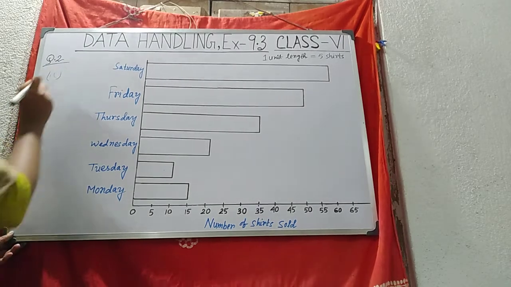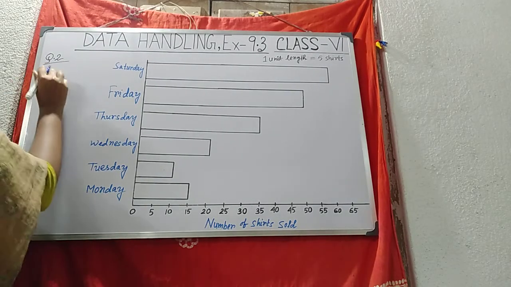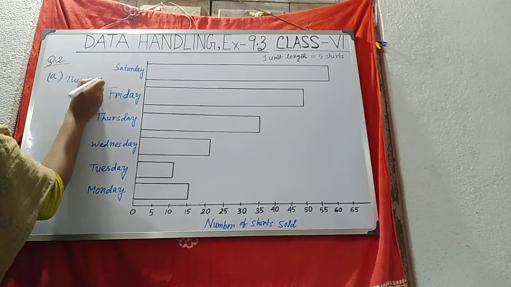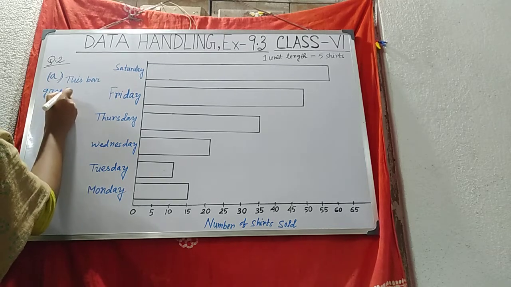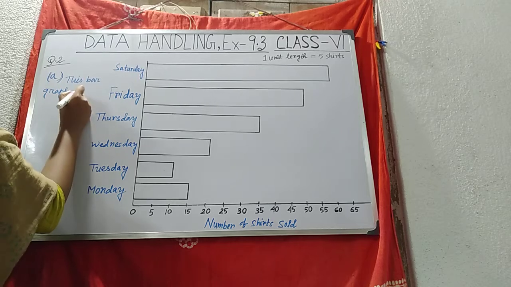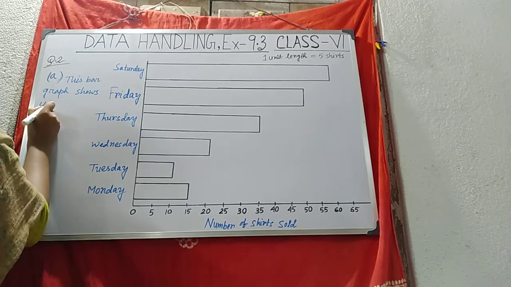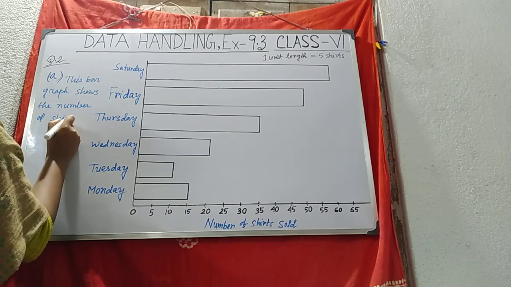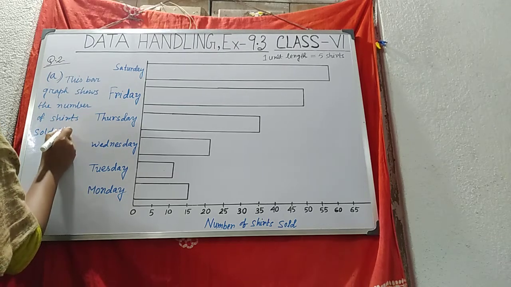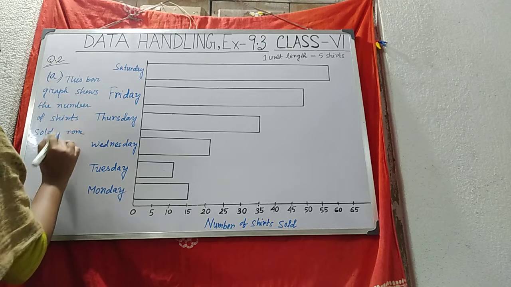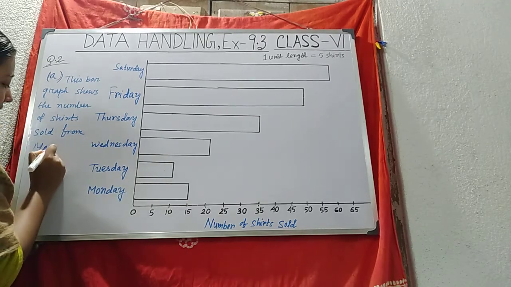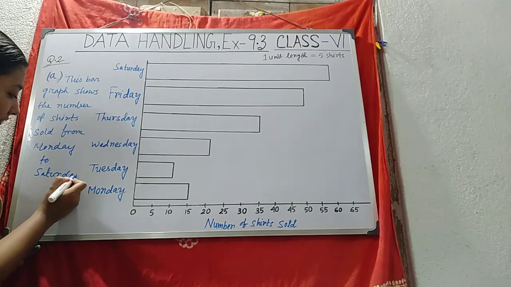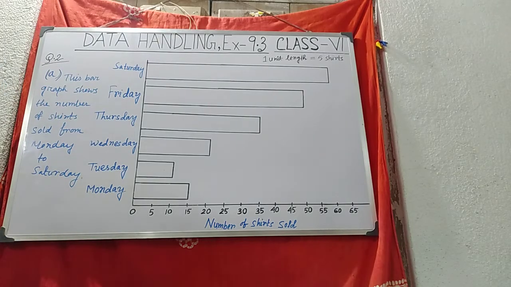For the answer of the first question: this bar graph shows the number of shirts sold from Monday to Saturday. This will be the answer of the first question.